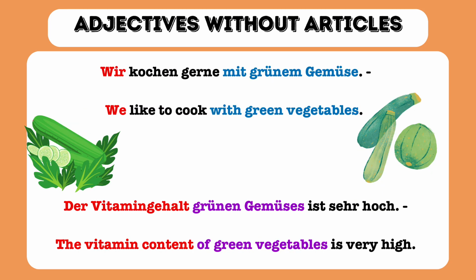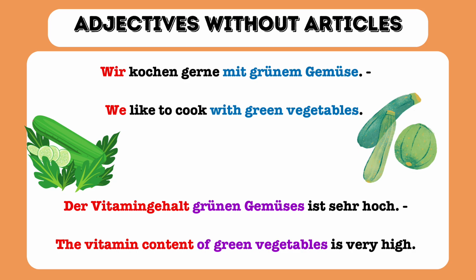Wir kochen gerne mit grünem Gemüse. We like to cook with green vegetables. Mit is still going to require the dative case. Dative for neuter is going to be dem, but because we're not using an article, we put the M at the end of the adjective instead. Mit grünem Gemüse. Wir kochen gerne mit grünem Gemüse.